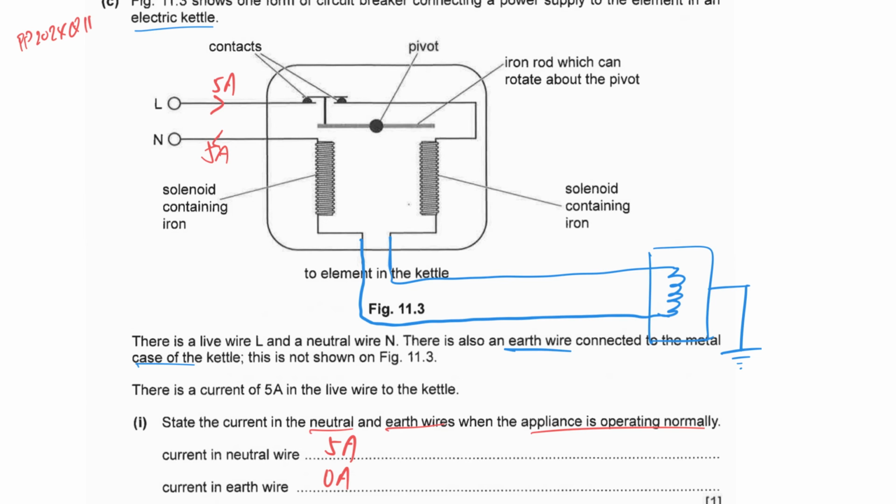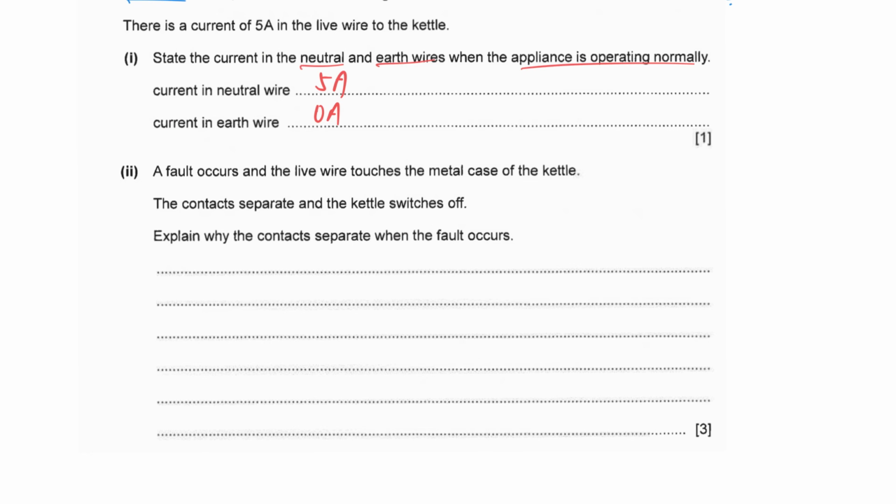So very straightforward. For the next part of the question, a fault occurs and the live wire touches the metal casing. So you understand that there will be a short circuit. Current will flow through the earth wire and to the ground due to its low resistance path. The contact separates and the kettle switches off. So explain why the contacts separate when the fault occurs.